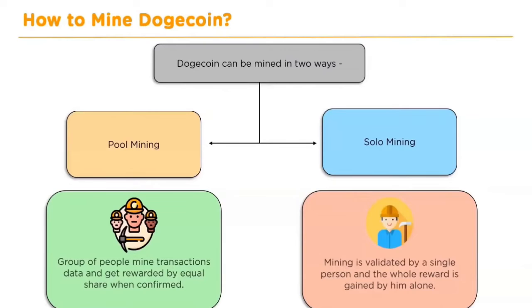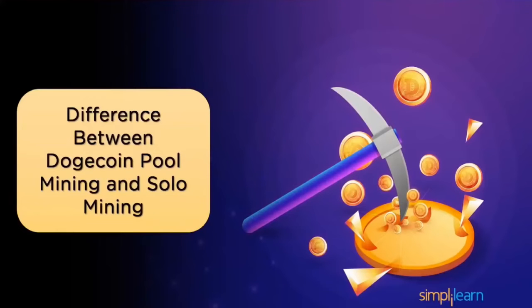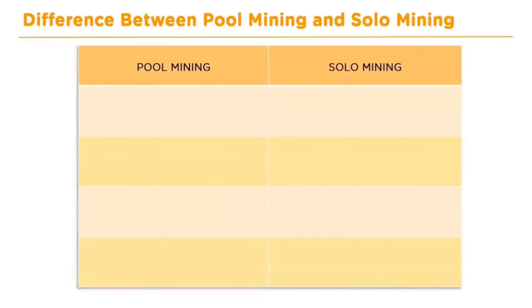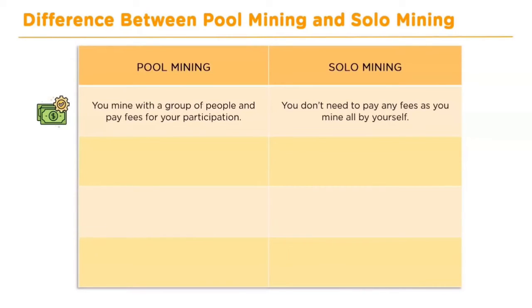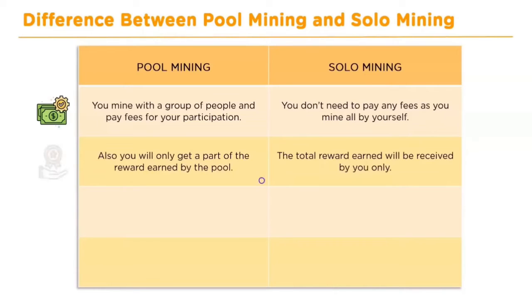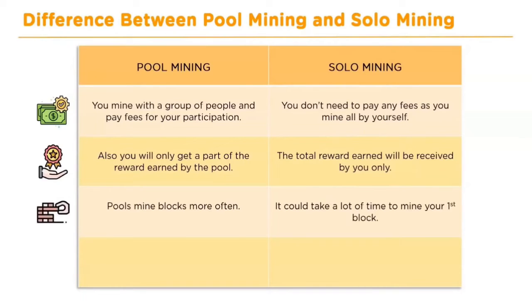Let's have a thorough discussion of the difference between Dogecoin pool mining and solo mining. In Dogecoin pool mining, you have to mine as a part of it and pay fees. In Dogecoin solo mining, you don't need to pay any fees and you mine all by yourself. Also, in pool mining, you will only get a part of the reward earned by the pool. But in solo mining, the total reward earned will be received by you only. As in pool mining, many people work together, so they mine blocks more often. And on the other side, solo mining could take a lot of time before one mines their first block.